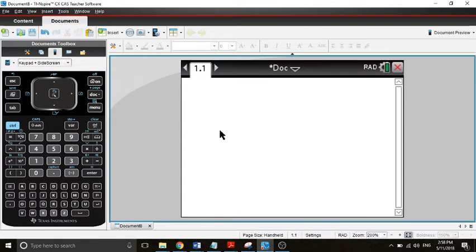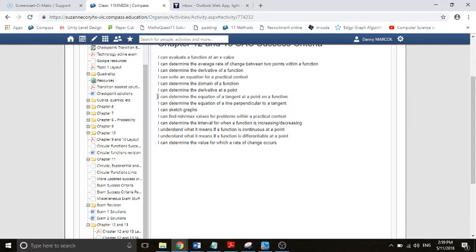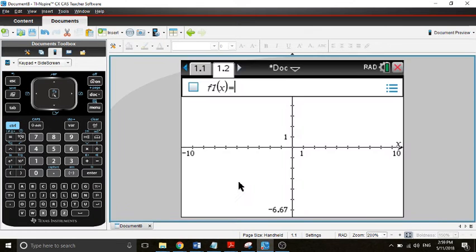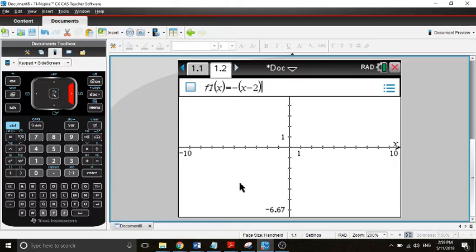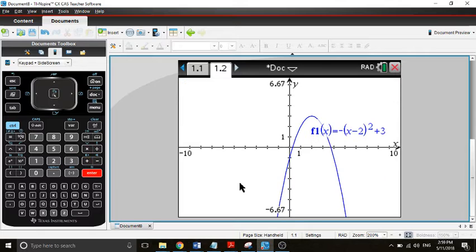Okay, the next thing we're going to do is have a look at the equation of a tangent and the equation of a perpendicular line. So let's say we've got our function of, I don't know, negative x minus 2, all squared, plus 3. Now we're going to draw a tangent at x equals 3.